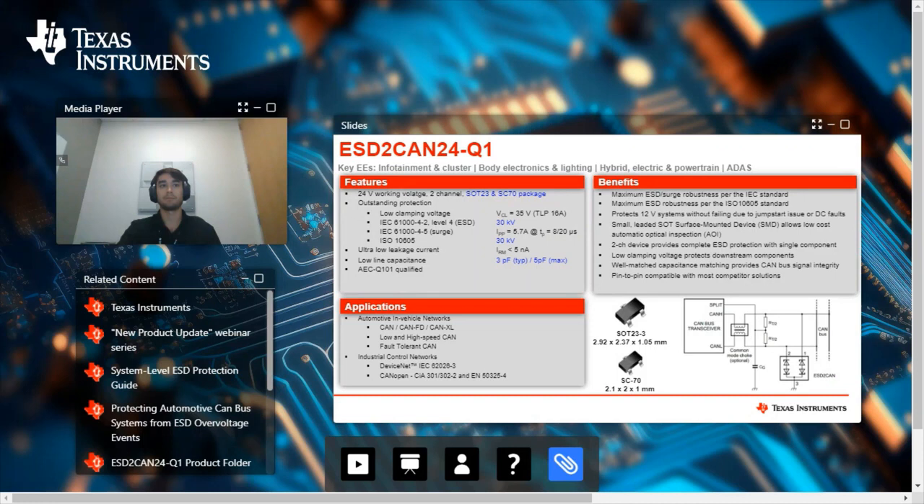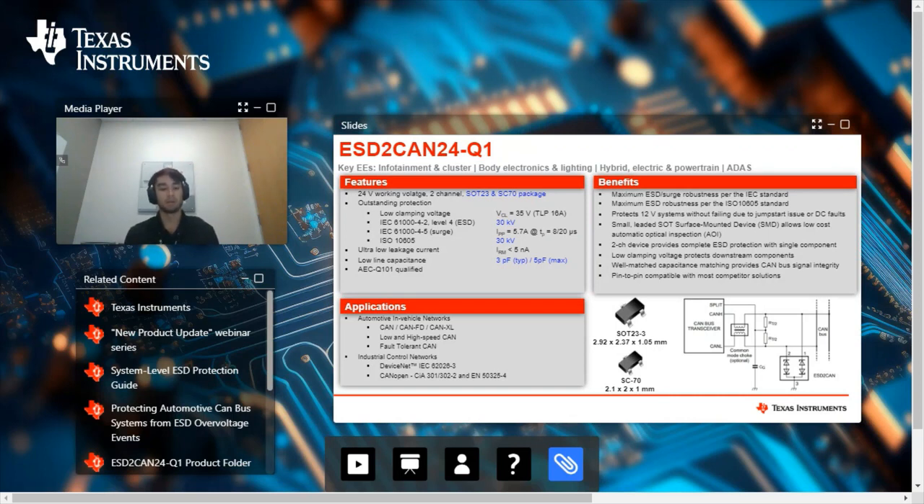So moving on to the ESD2CAN overview. ESD2CAN is a 2-channel device with a 24-volt working voltage. And this part was basically designed for CAN lines and 12-volt battery systems to prevent damage from improper jump starts or DC faults. And this device is offered in industry standard packages, SOT23 and SC70, making it pin-to-pin compatible with most competitor solutions. And the IEC and ISO ratings are going to offer the highest level protection at 30 kV.